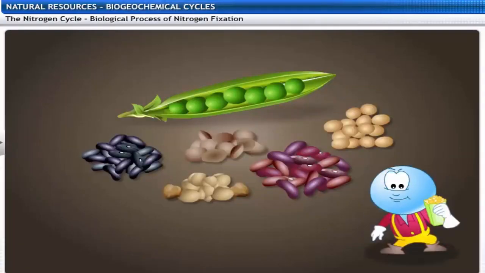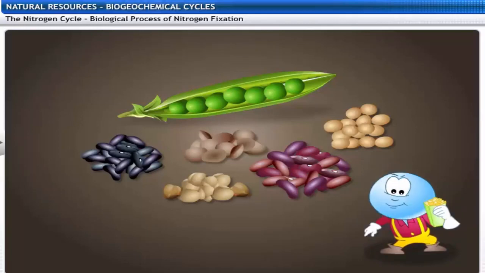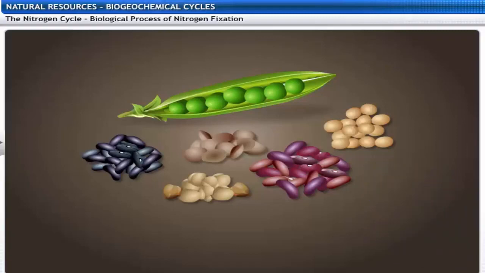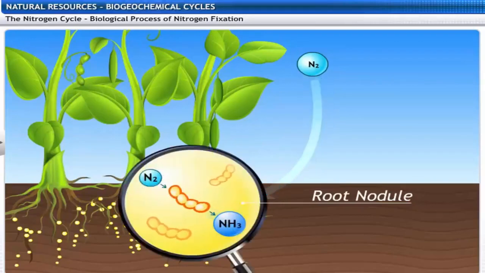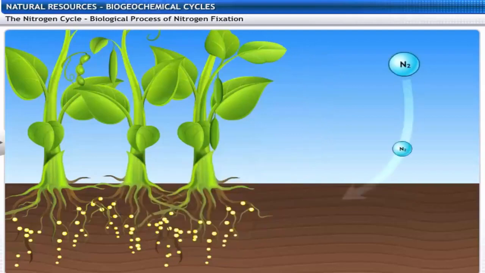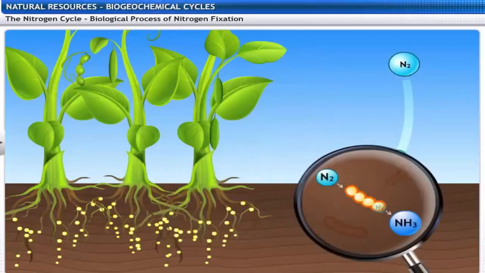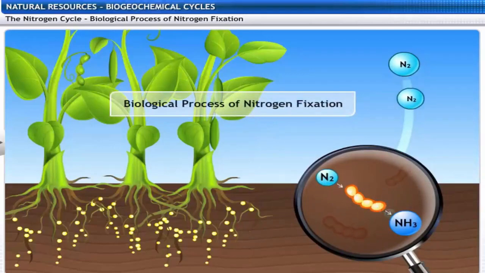Here are some legumes. Do you know what these are? These are nothing but pulses that you should regularly have. They're an important part of the nitrogen cycle. Let's see how. Legumes have nitrogen-fixing bacteria in their root nodules. These bacteria convert atmospheric nitrogen into ammonia, which is readily utilized by the plants. Nitrogen-fixing bacteria, along with free-living bacteria in the soil, achieve 90% of nitrogen fixation.